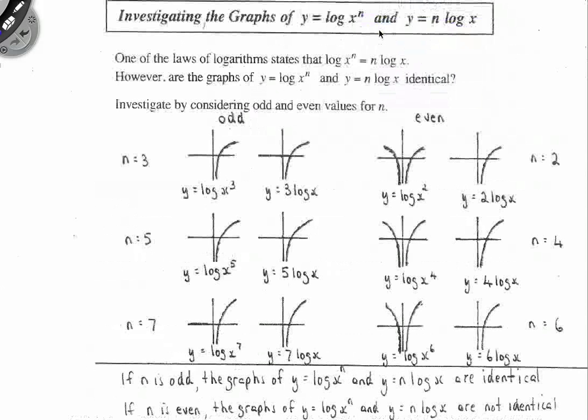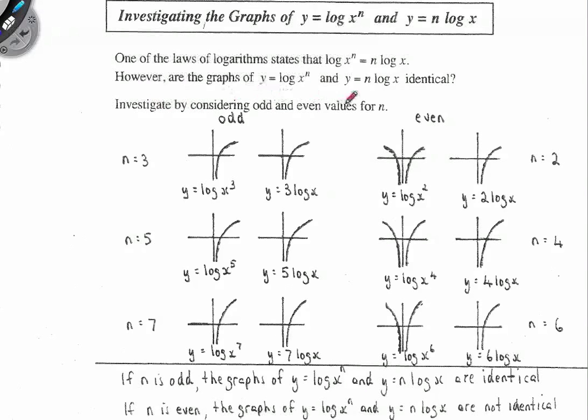Alright, the last part here is investigating the graphs of y equals log x to the n and y equals n log x. In other words, the n has just been brought over to the front of the equation. One of the laws of logs states that log x to the n is equal to n log x. However, are the graphs of these two things identical? Well, they should be. Let's hope. We'll see if they are or not.